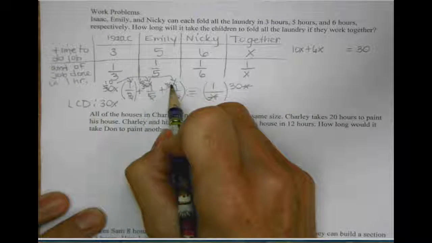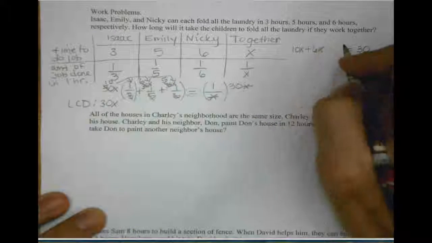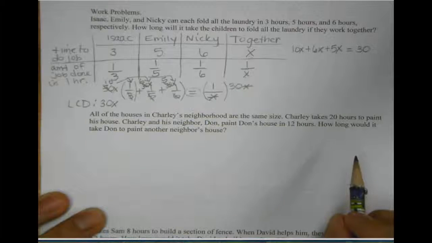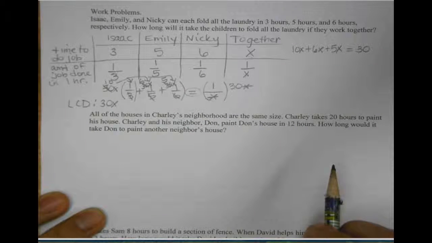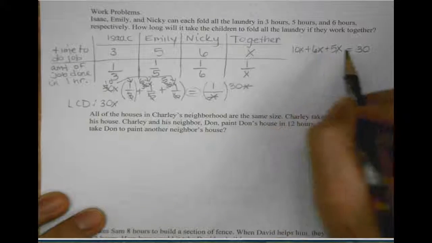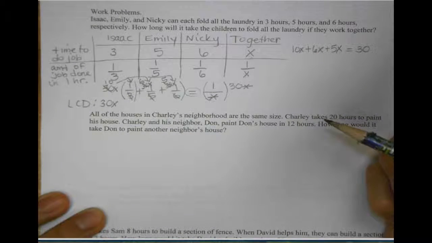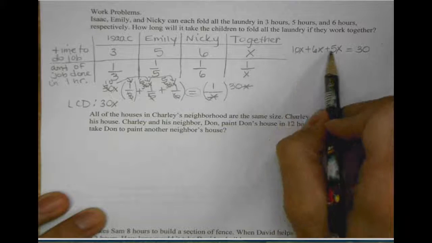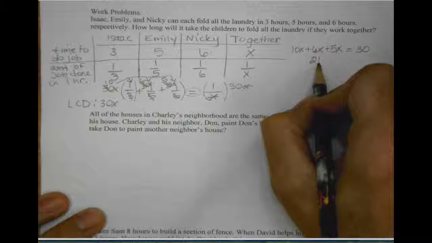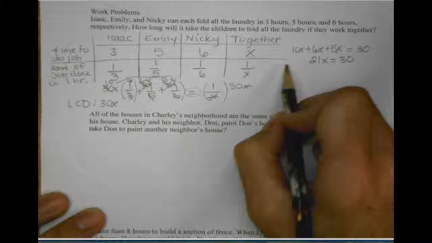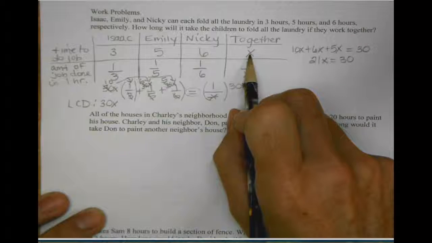And 6 goes into 30 5 times, so I have a 5x for my third term. So I've cleared my fractions, they're gone completely, and now I have three terms with the same variable x. I can add them up, they're like terms, and I have 16 plus 5 is 21, x equals 30. And I want the x by itself so that I know how long it takes them together.